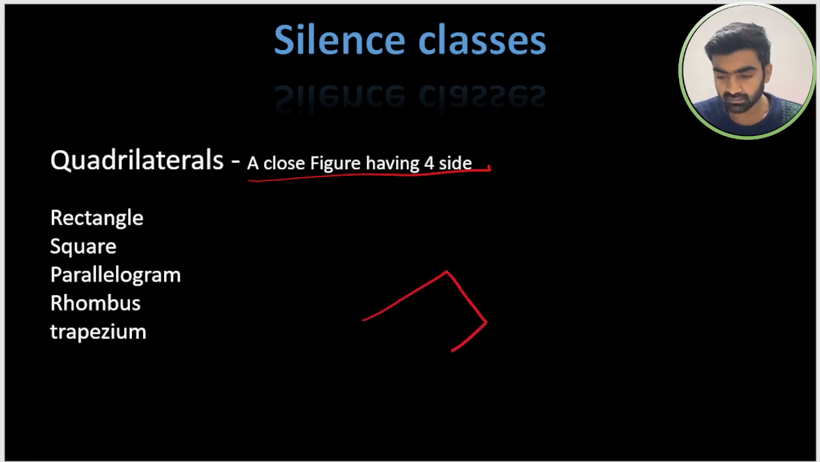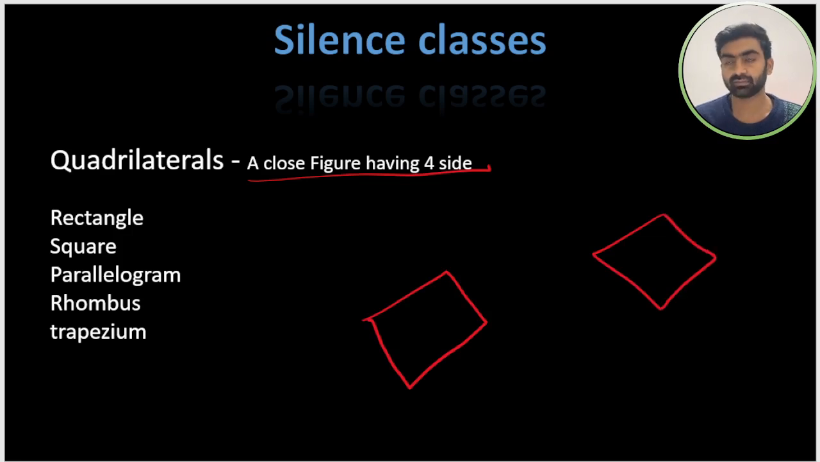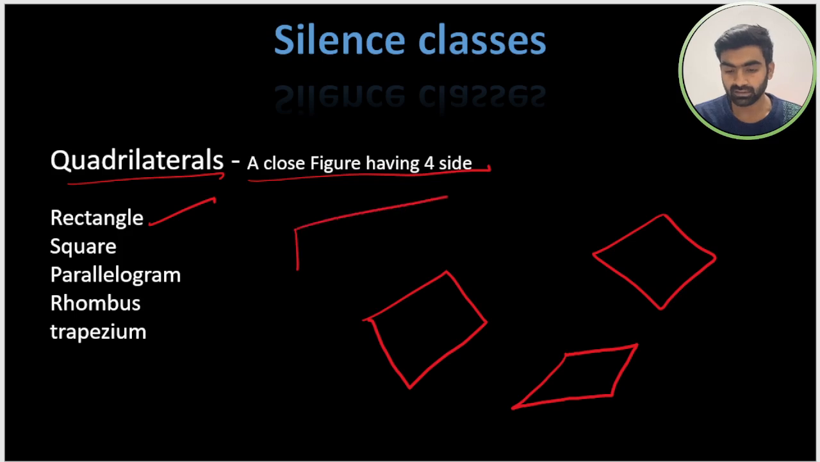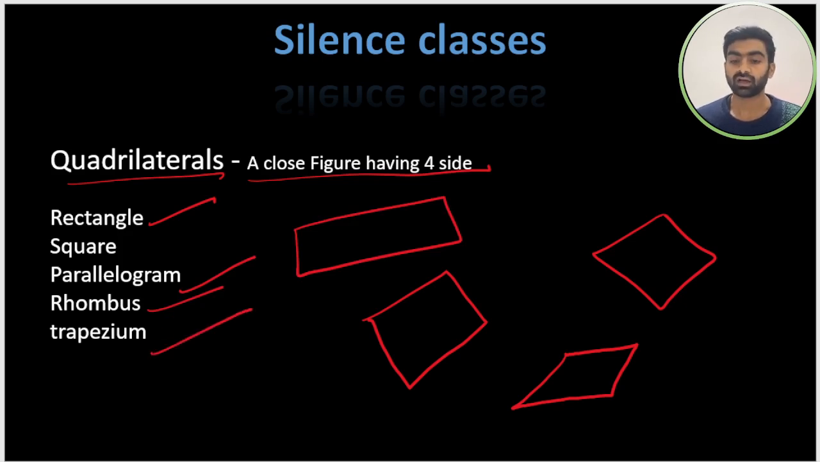It can be like this. It is a closed figure having four sides. It can be like this, it can be like this. So all the closed figures having four sides are known as quadrilaterals. For example, rectangle, square, parallelogram, rhombus, trapezium, all these are closed figures having four sides, so they are known as quadrilaterals.